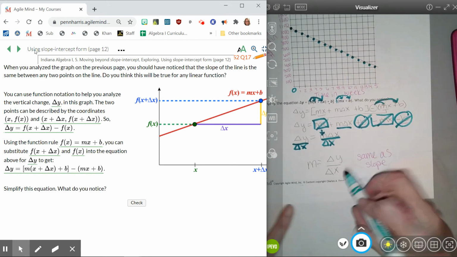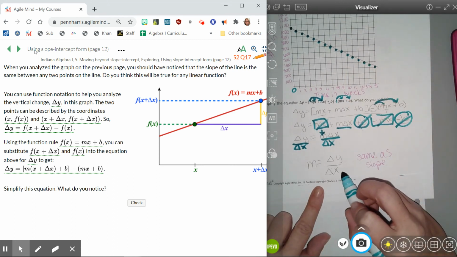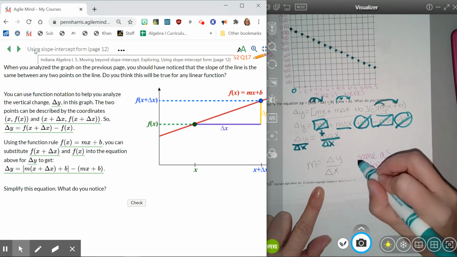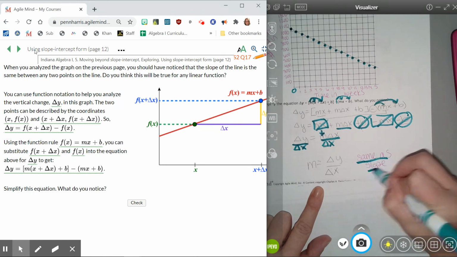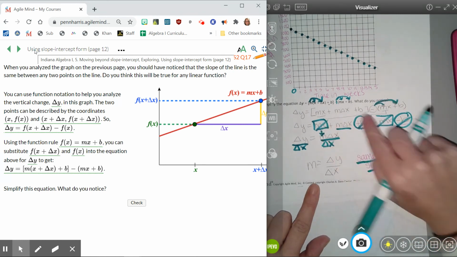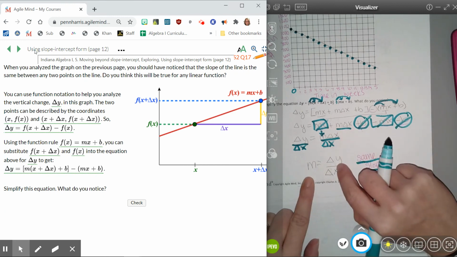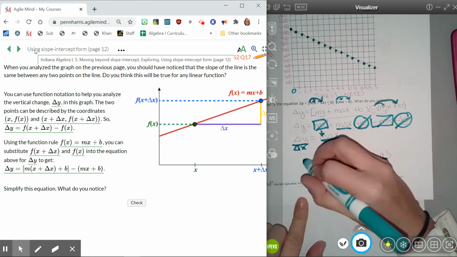That is the exact same formula as slope. Now, this whole thing, guys, was just to show you why. But what you need to know is this right here. That's all you need to know from this problem.